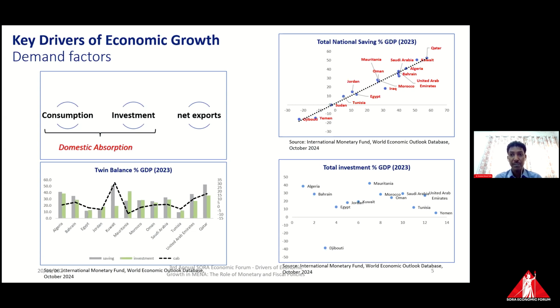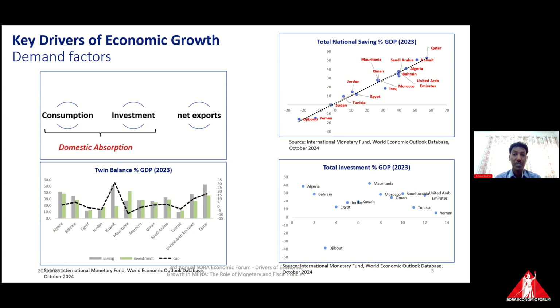In terms of national saving, we see there is an upward sloping curve. And in this curve, some countries are below the line, other countries above the line. Of course, there is intuition behind these scatter plots. For example, for countries below the line, national saving is expected to decrease in the short term, while for countries above the line, national saving is expected to increase.